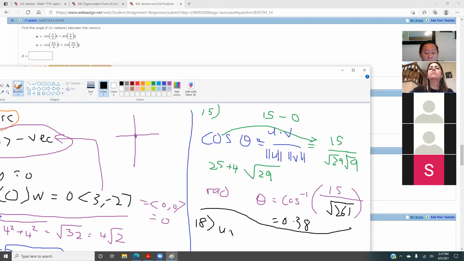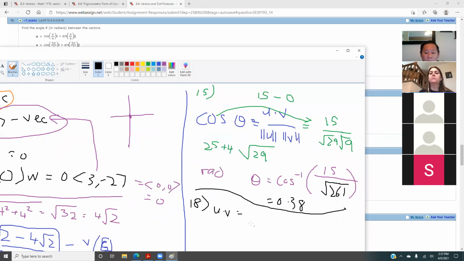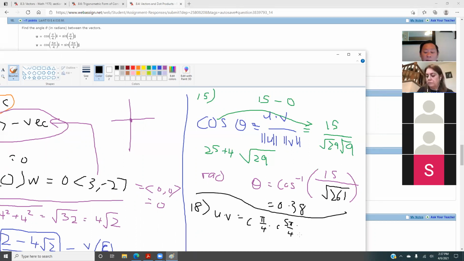So again, we do the u dot v. You have to multiply these two up. So this is going to be cosine pi over 4 times cosine 5 pi over 4. And then you add with this sine pi over 4 times sine 5 pi over 4, because it's this multiplied plus this multiplied.